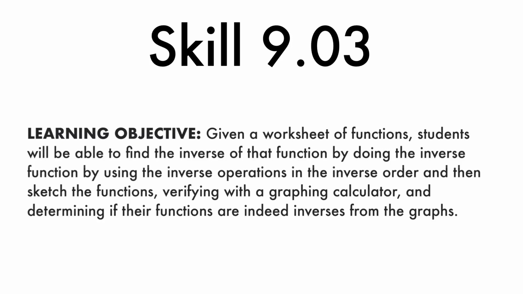It's section 3 of chapter 9. We are again going to be dealing with inverses, except this time we're going to be focusing on the graphing side of it. We just learned how to prove that two functions are inverses by taking their composite and proving that they equal x. Now I'm going to show you how to prove that two functions are inverses just by looking at their graphs.